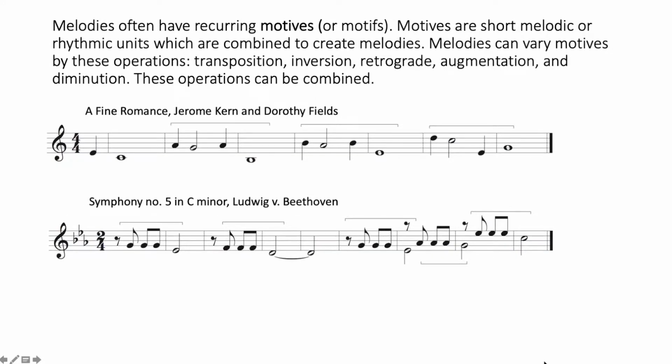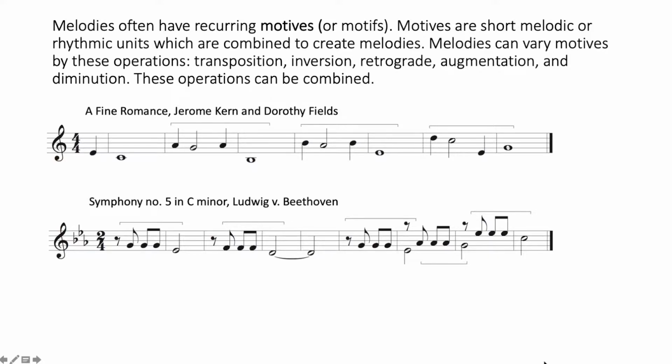Melodies often have recurring motives or motifs. Motives are short melodic or rhythmic units which are combined to create melodies. Melodies can vary motives by these operations: transposition, inversion, retrograde, augmentation, and diminution. And we can combine these operations in various forms.